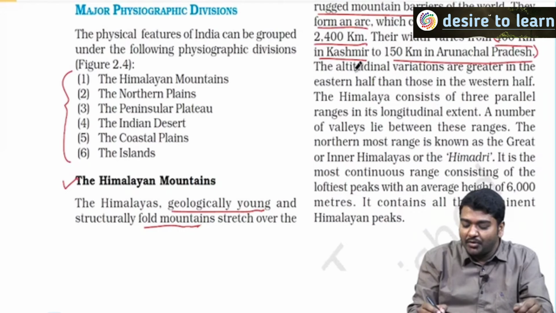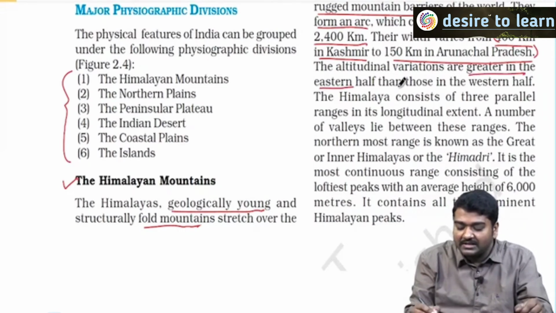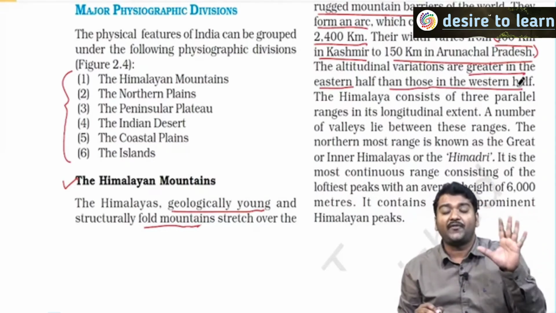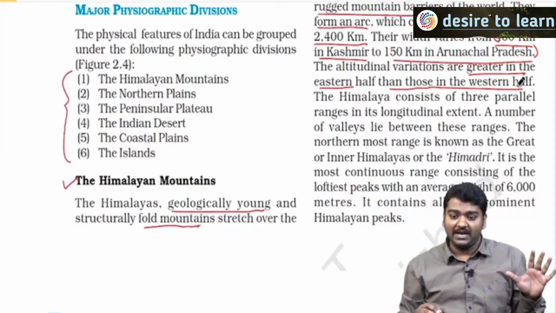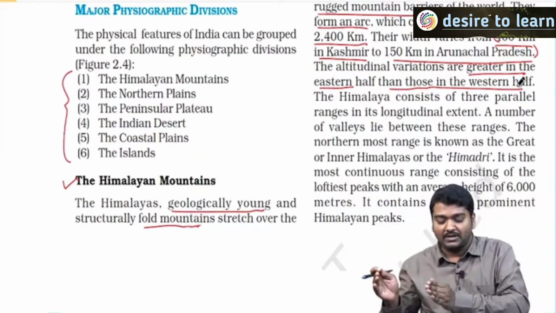Then the altitudinal variations are greater in the eastern half than those in the western half. These are the statements which they give. Consider the following statements with respect to Himalayas. The first statement would be with respect to width. The second statement is with respect to height.